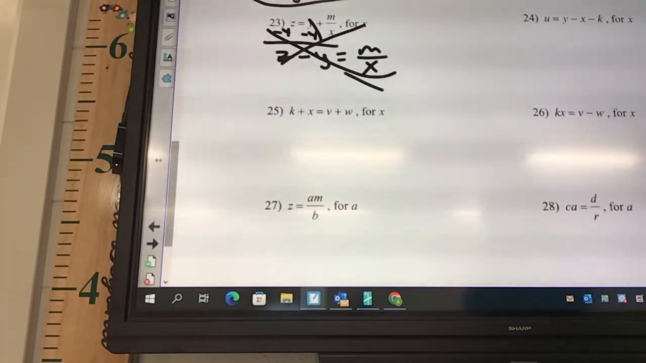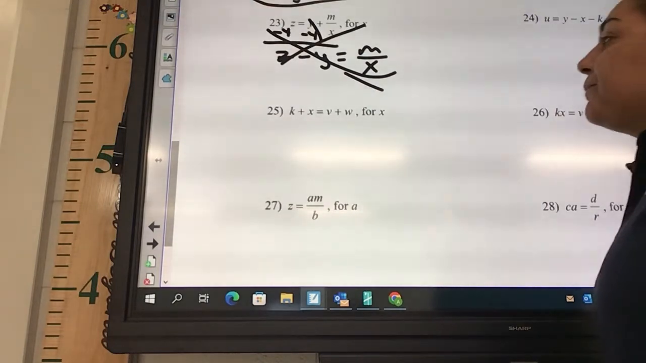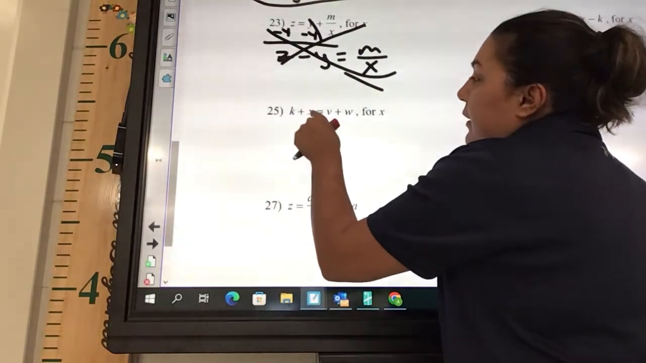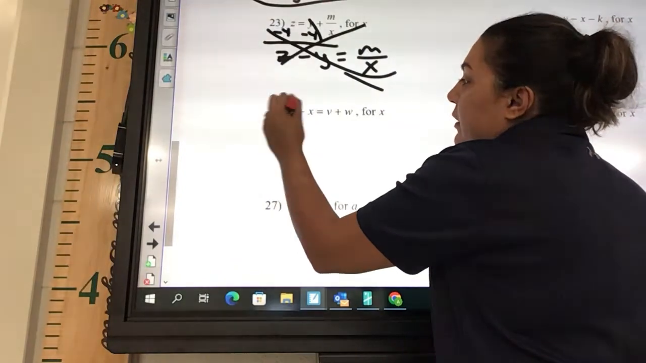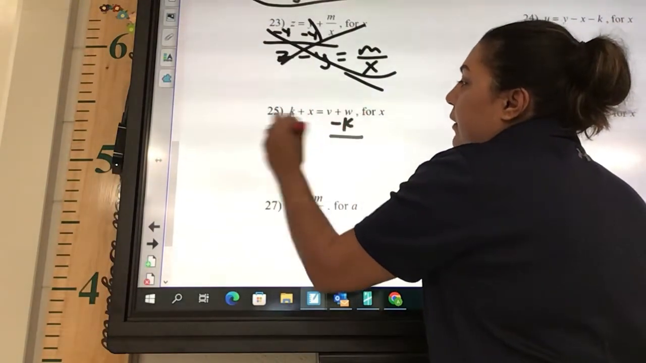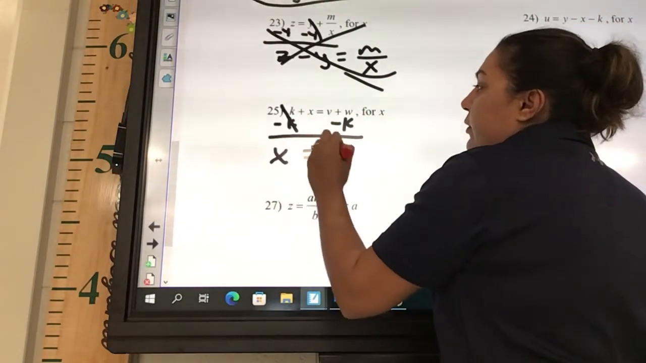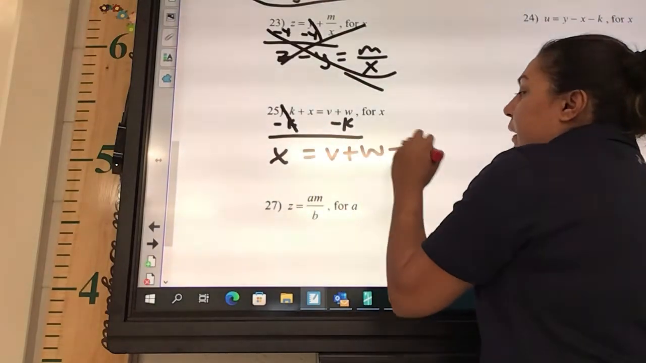Okay, 25. So we're going to solve for x. Okay, so I need to move the k. So we're going to say minus k, minus k. So I got x equals v plus w minus k.